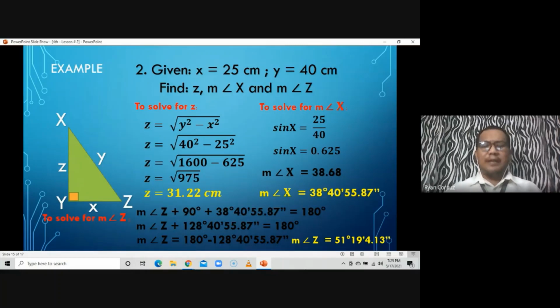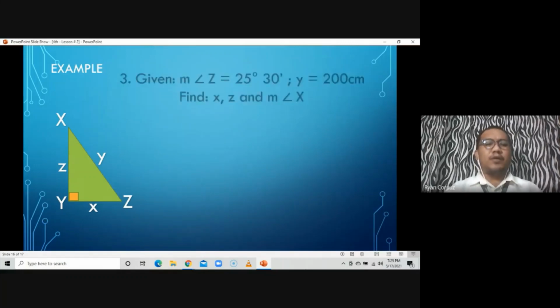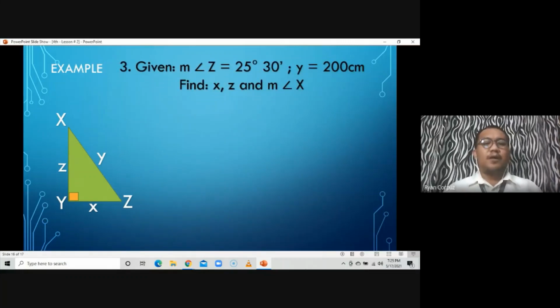So kung hindi pa rin, let's try another example. Let's have example number 3 with the same given figure. This time the given is measure of angle Z. Measure ng angle Z ay 25 degrees and 30 minutes. Then the measure of side Y, ito yung hypotenuse, is equal to 200 centimeters. So find X, Z, and measure of angle X.